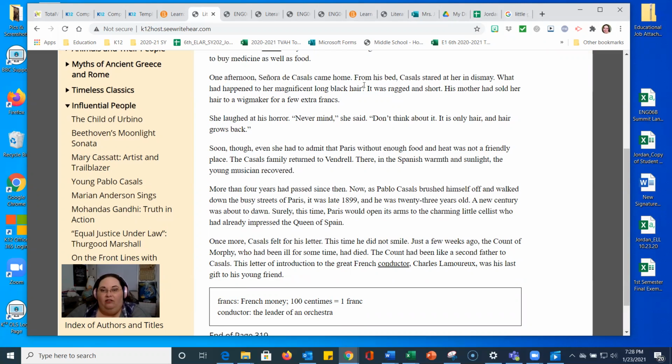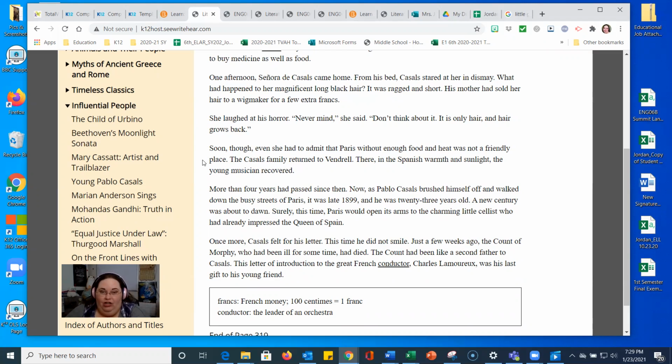From his bed, Casals stared at her in dismay. What had happened to her magnificent long black hair? It was ragged and short. His mother had sold her hair to a wig maker for a few extra francs. She laughed at this horror. "Never mind," she said. "Don't think about it. It's only hair, and it grows back."